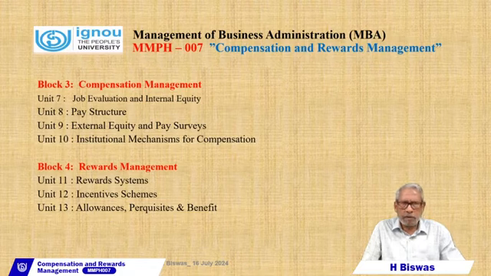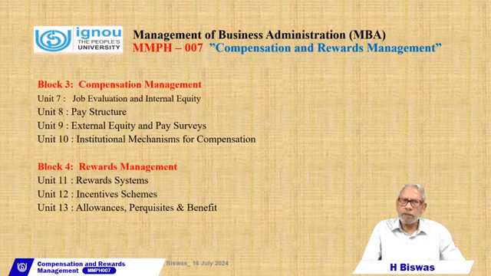Subsequently, I will discuss block number 4 also. That is reward management, with unit number 11, 12 and 13: reward systems, incentive schemes, allowances, perquisites and benefits. So this is the unit concept of block 3 and block 4.